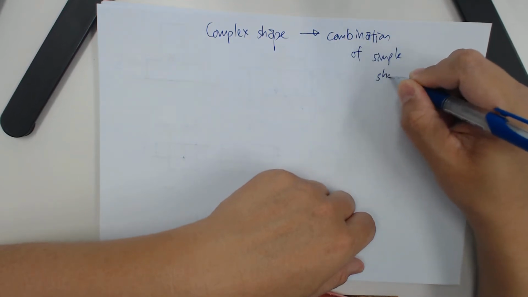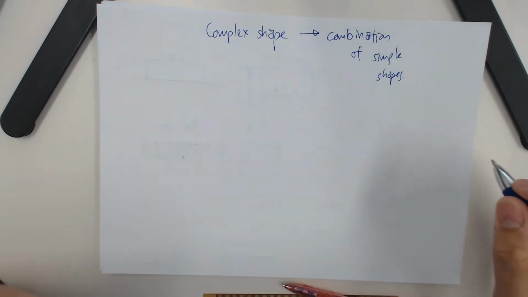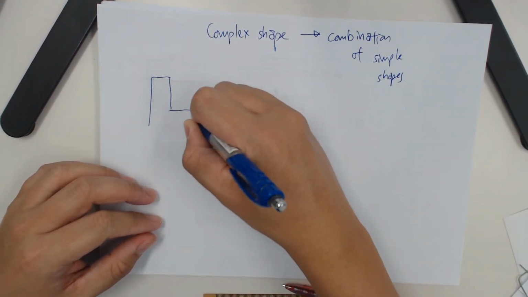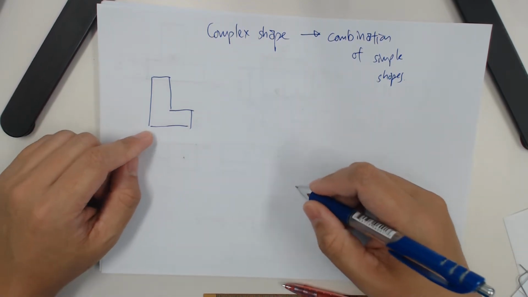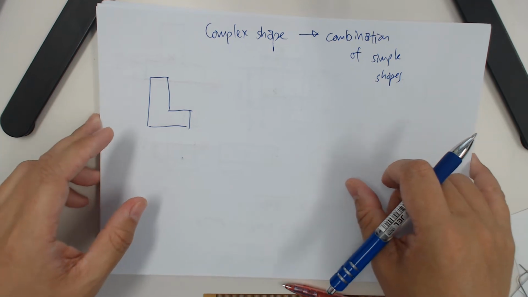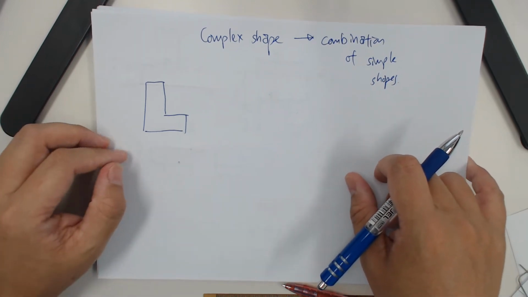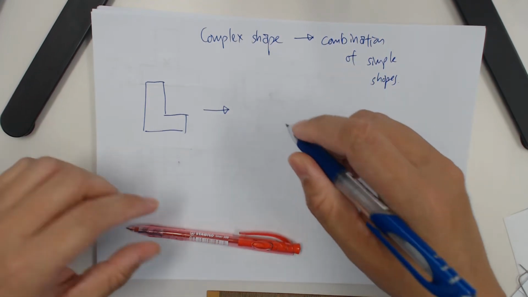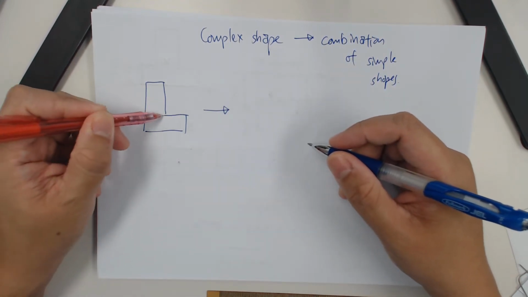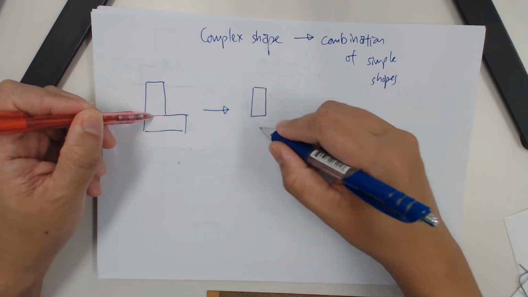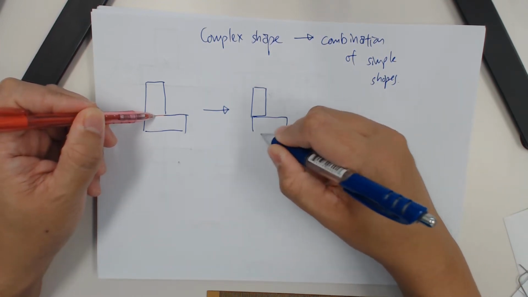Simple shapes. Just to give an example, imagine you have an L. This is a complex shape, and it is a combination of a few simple shapes. In fact, there are multiple ways you can see this. The first way is if you cut along this line, then you will get one rectangle at the top and a rectangle at the bottom.